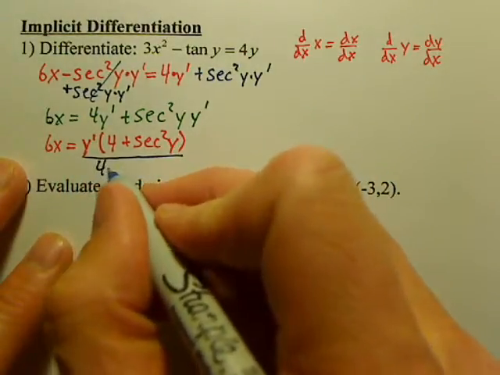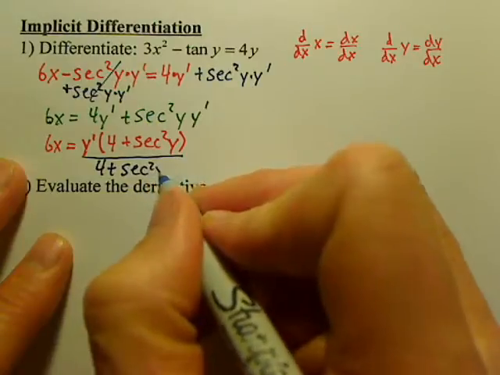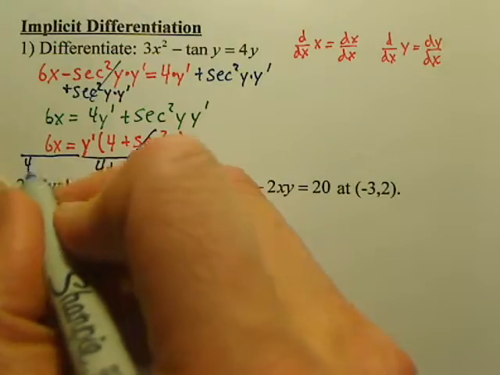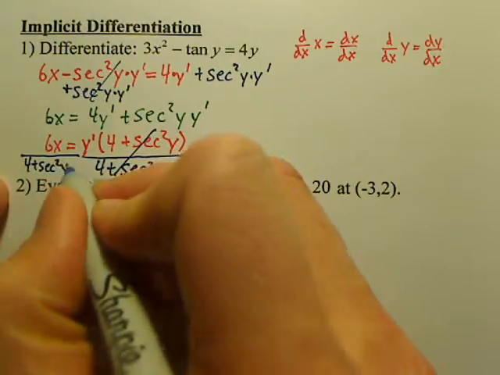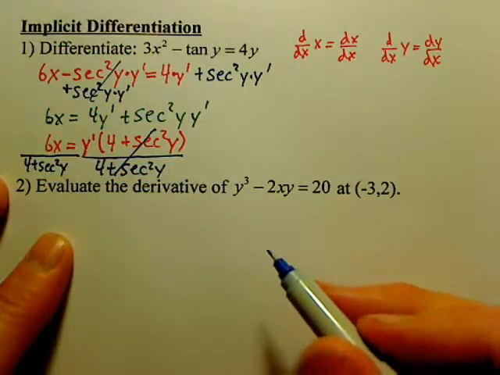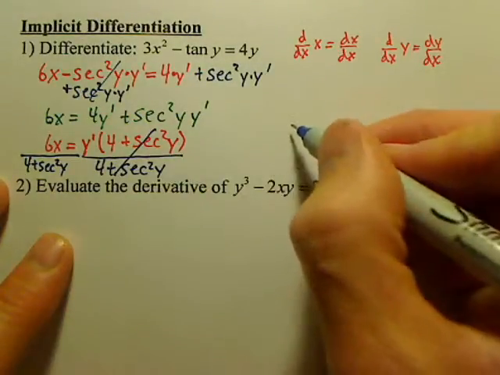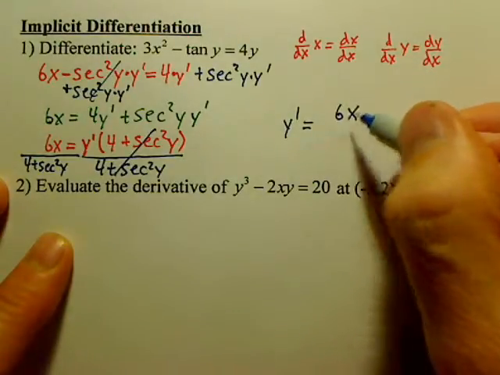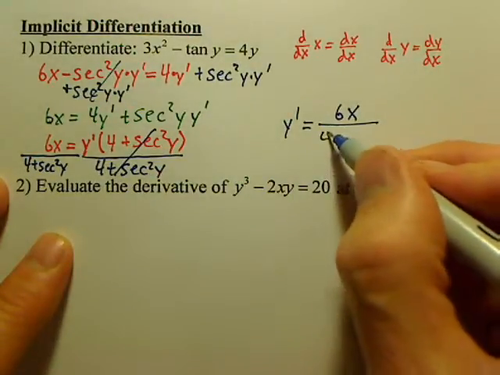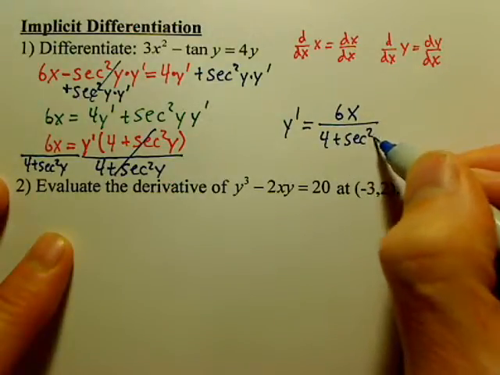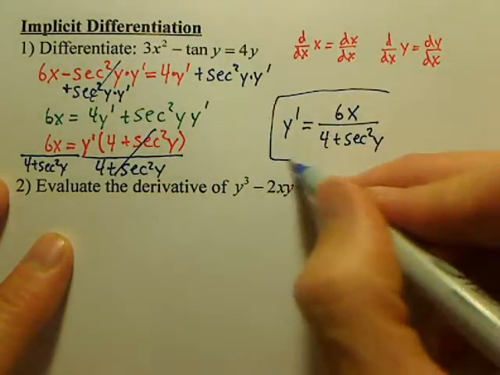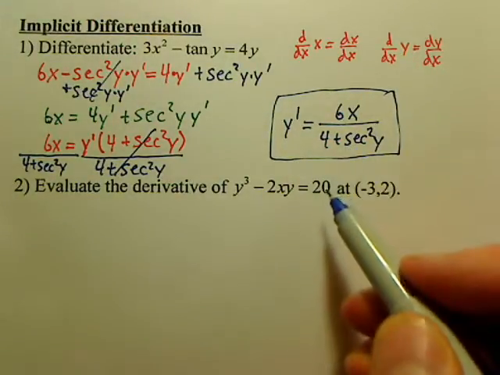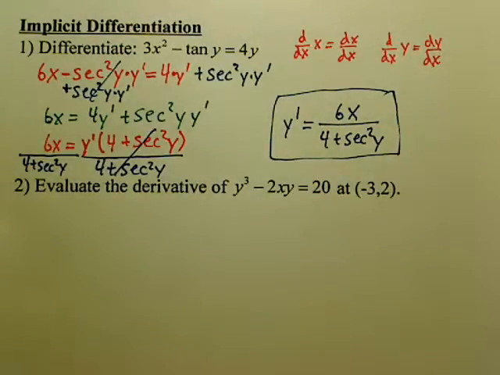Watch this. Divide by the 4 plus secant squared y, gone. 6x divided over 4 plus secant squared y. And what do you notice? I got y prime by itself. y prime is equal to 6x over 4 plus secant squared y. I have the derivative of y. y prime equals, bam, I got it. I'm done.